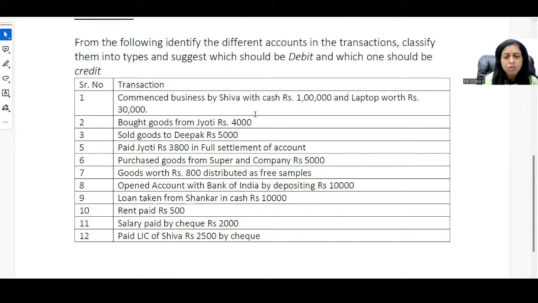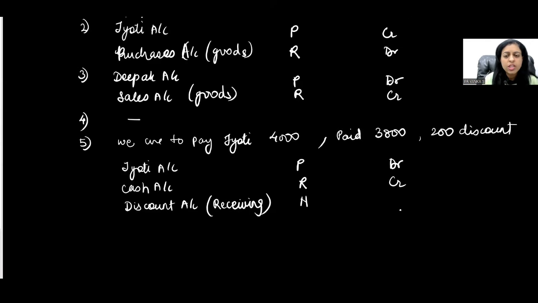We were supposed to pay 4,000, but we are paying Jyoti only 3,800. So we are receiving this discount, and so it is as good as a benefit of, or in other words, we could say it's a business inward income, extra income that we have, benefit of business. So we can say income, profit, whatever you name it as, and nominal account rule says debit all expenses and losses, credit all incomes and gains.